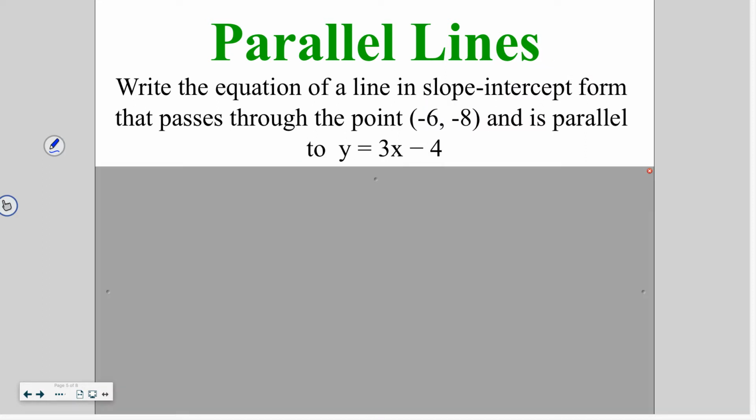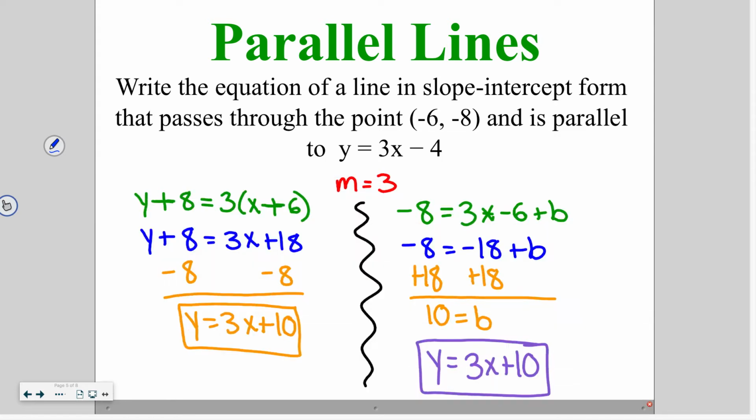Go ahead and try this one on your own. Again, displaying both options here, I've got my slope is equal to 3. So you can either use the point-slope format, solving for y that way, or you can use the y-intercept format, solving for b, and then either way your final equation is going to be y equals 3x plus 10.